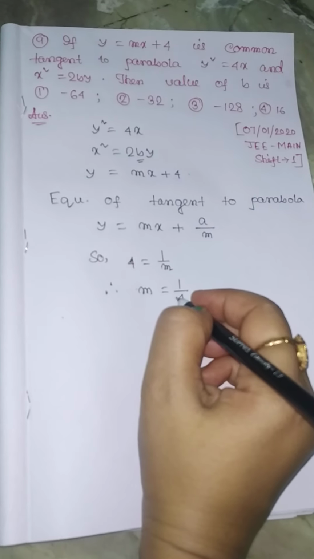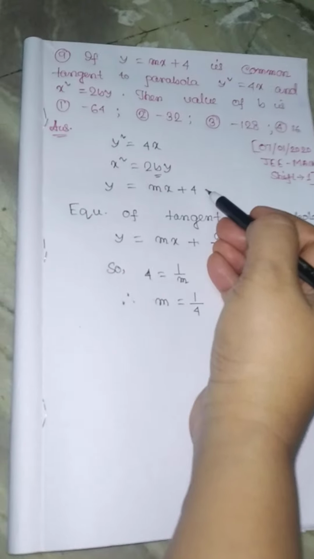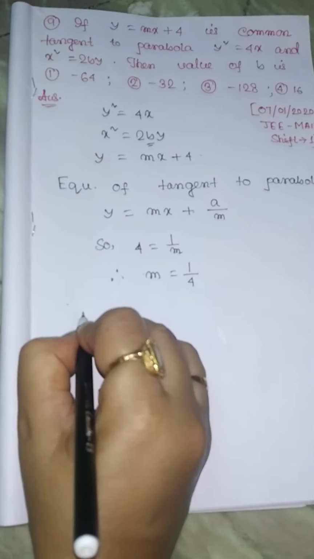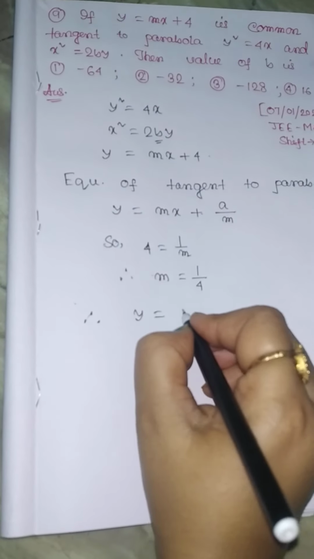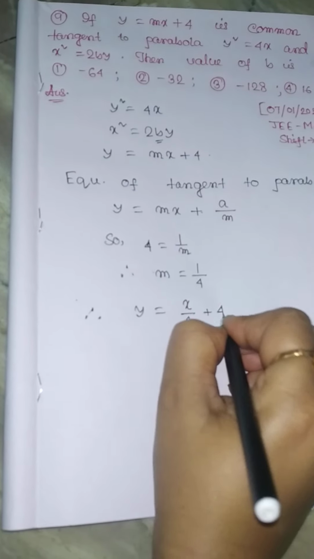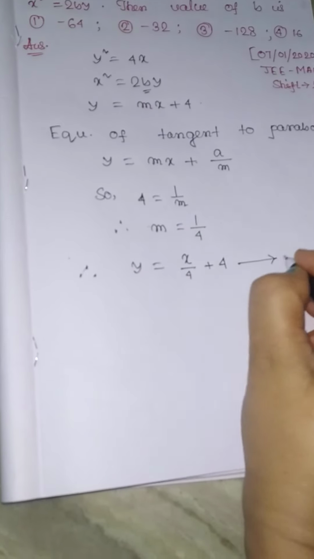Now, placing m is equal to 1 by 4 in this tangent, because this is the common tangent also, this equation becomes y is equal to x by 4 plus 4. This is equation 1.